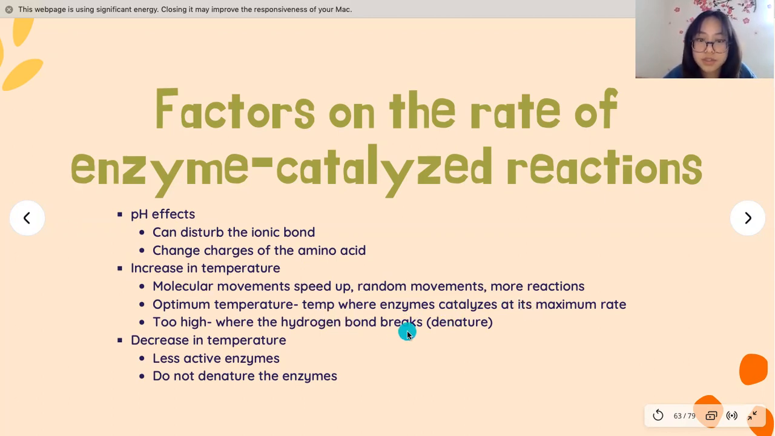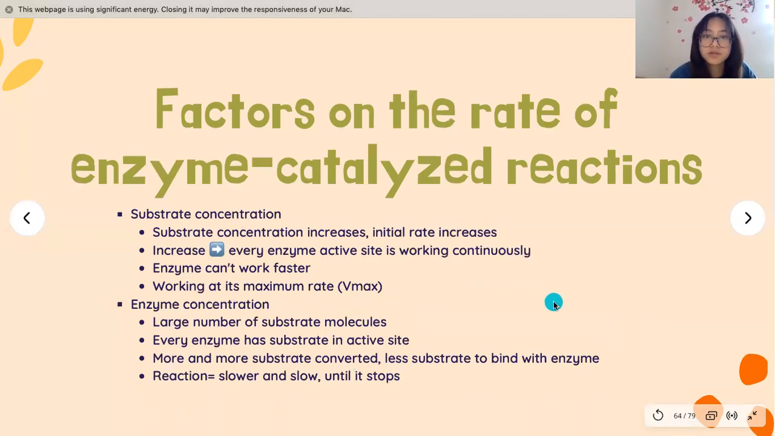The optimum temperature is the temperature where enzymes catalyze at their maximum rate. And if it's too high, the hydrogen bonds break, which means that it denatures the enzyme. And decreases in temperature result in less active enzymes, but it does not denature the enzymes. Factors on the rate of enzyme reactions, part 2.